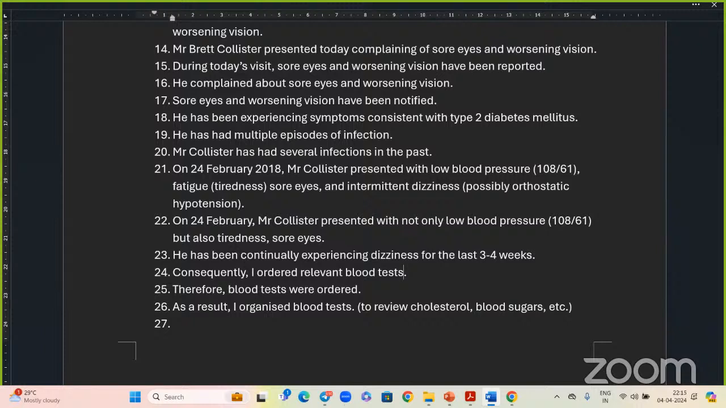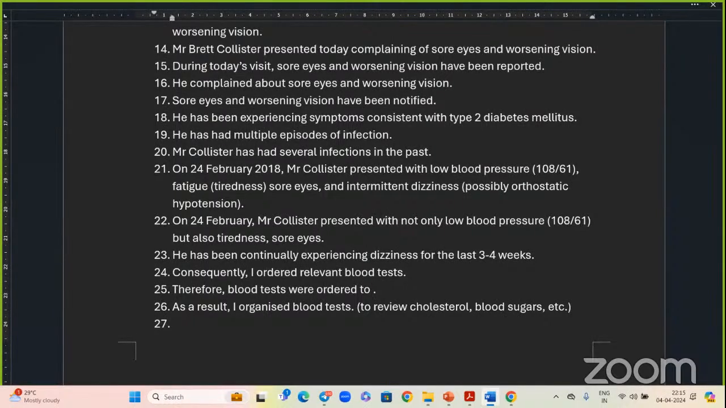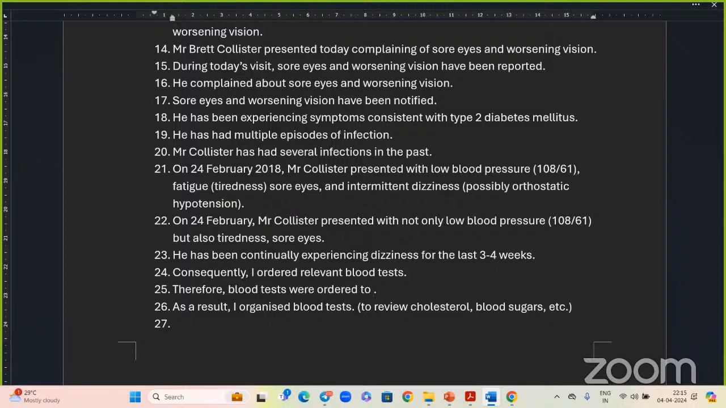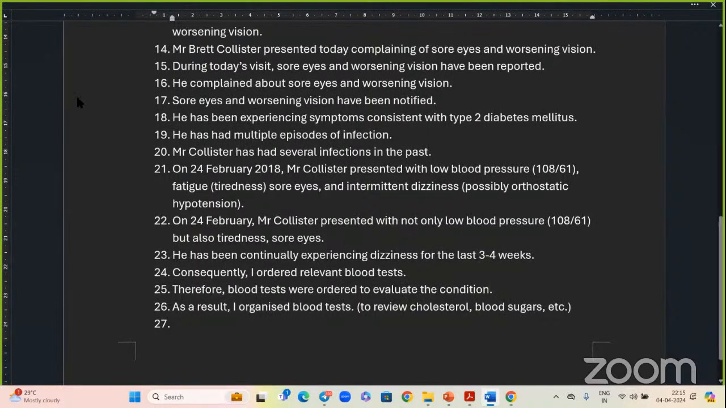Consequently, I ordered relevant blood tests. So therefore, blood tests were ordered to rule out something, or to evaluate the condition. Whatever you want to write, you can add like that. You can add very clearly like that.